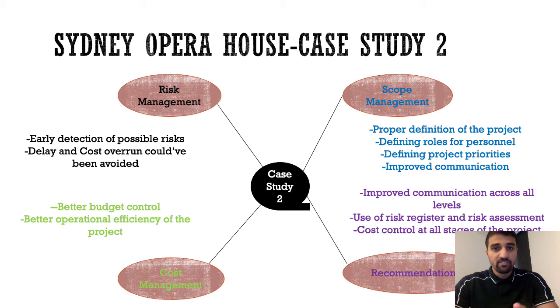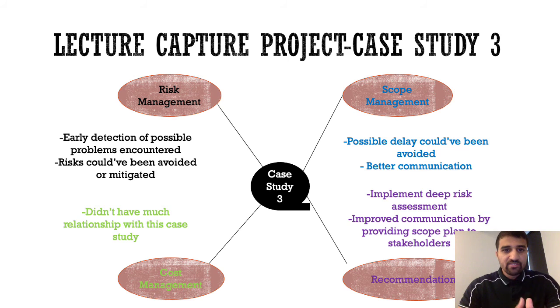As we can see, the benefits are right there. And the recommendations would be that the engineers back in those days, if they had proper communication, it would have been very helpful. If there was a proper use of a risk management plan and cost control was done properly across all stages of the project, it would have been very helpful for the project. Last case study, risk management and scope management are very relatable to this project.